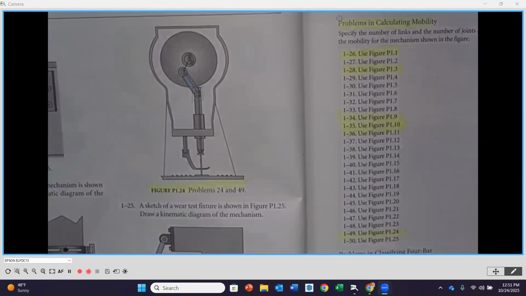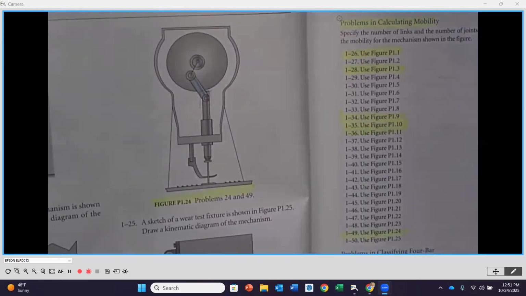Okay. Now, any other questions on diagrams or mobility equations at this point? Okay. All right. So I think I took care of those questions. Now, there was a question on the case studies.